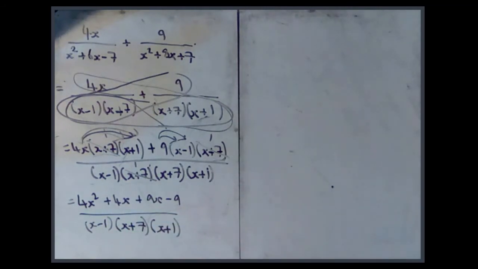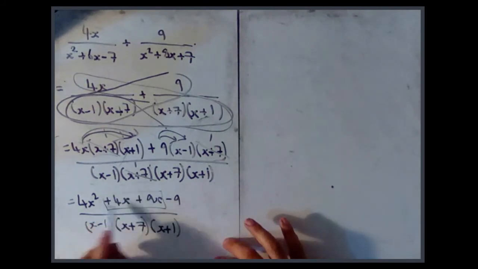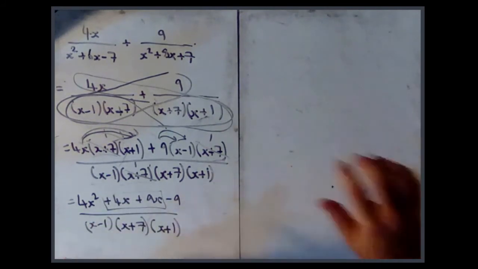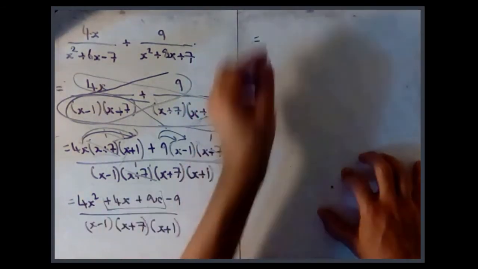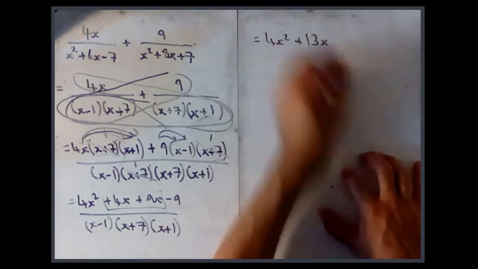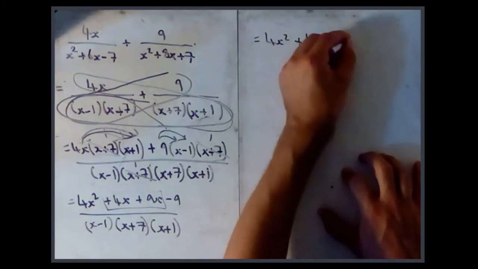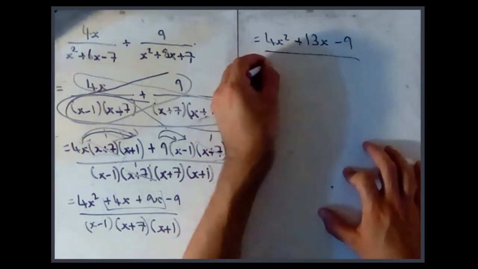Okay, so I need to tidy up the top. Not too much to do with it. I'm just going to group the x terms. So plus 4x plus 9x is plus 13x. So this is going to be 4x squared plus 13x minus 9 over (x minus 1)(x plus 7)(x plus 1).